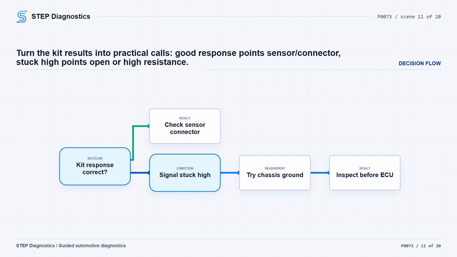If the circuits check good, inspect all related connectors for pushed out, spread, corroded, or dirty terminals before condemning the ECU. If no connector or circuit issue is found, ECU replacement is supported by the diagnostic path.